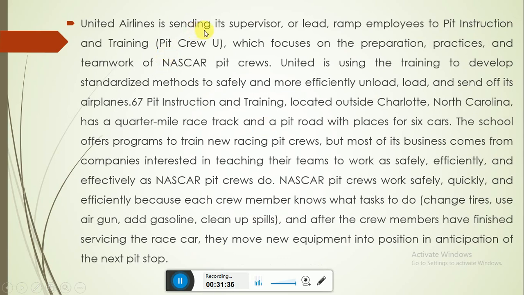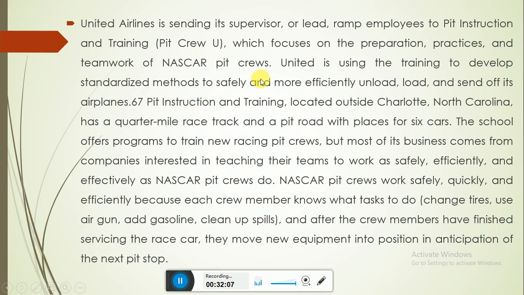United Airlines is sending its supervisors and lead ramp employees to pit instruction and training, which focuses on the preparation, practice, and teamwork of a NASCAR pit crew. United is using the training to develop a standardized method to safely and more efficiently unload, load, and send off its airplanes. So, how to load and unload the plane and everything.